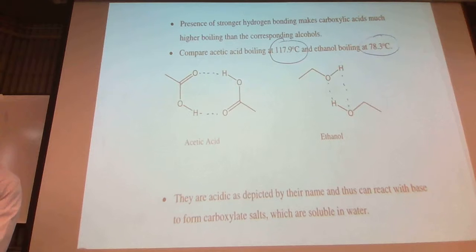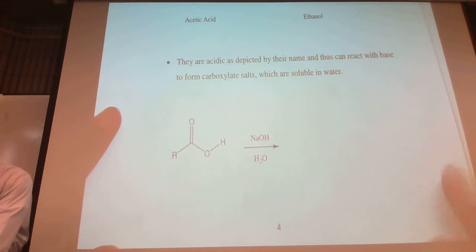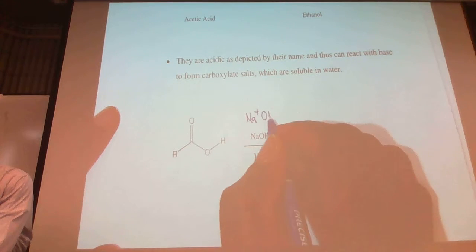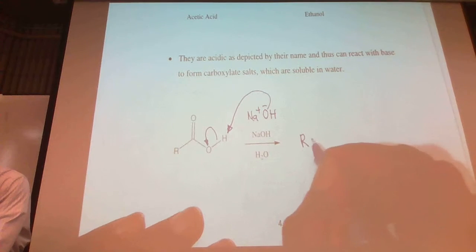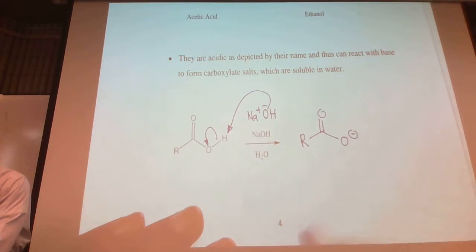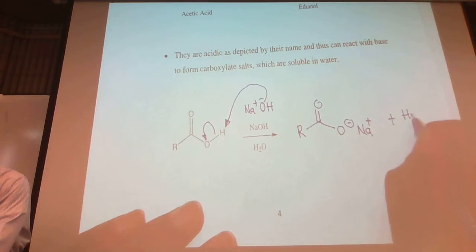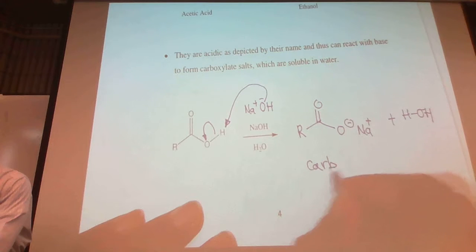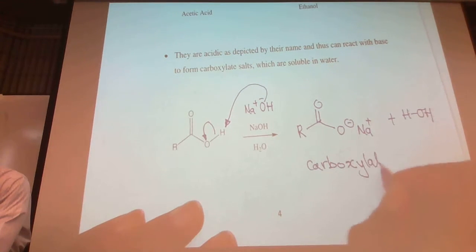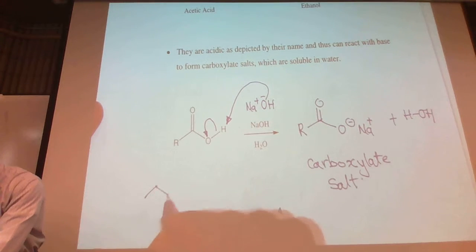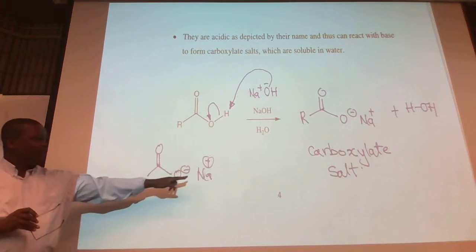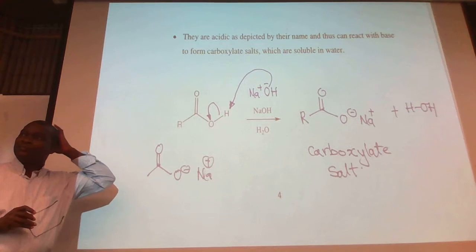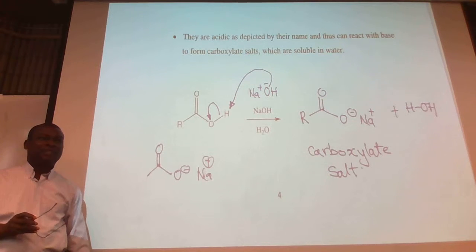And as the name implies, carboxylic acids are acids, so they can donate protons. So when you treat them with a base, the base can deprotonate the proton, to form the carboxylate. So this is referred to as carboxylate ion or carboxylate salt. So let's say you have the sodium salt of acetic acid, that will be sodium what? Sodium what? Acetate. Okay? So that will be sodium acetate.